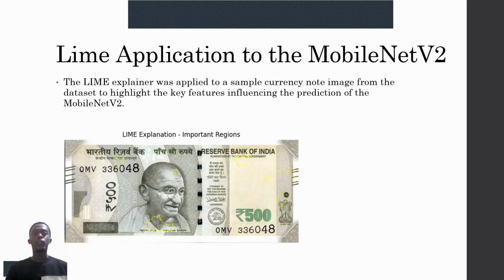And then we also applied the LIME application to the MobileNet V3. And these are the regions that influence its prediction, in the red and yellow. That's why you see some of them are scattered in places where they are not supposed to be, and it missed out on most of the key security features. It just got Mahatma Gandhi's head and then this numbering here, but it missed out on the denomination itself, the stamping, the signatures, and so on.